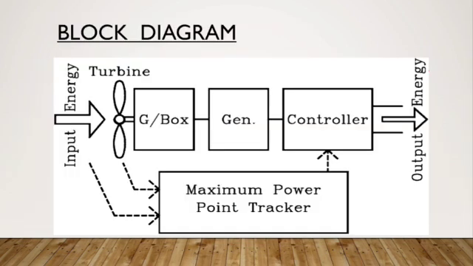This is the block diagram of the tidal power system. The flow of water rotates the turbine and the turbine is connected with a gearbox. It is also attached with the alternator or generator, and the alternator rotates and the electricity is produced. There is a controller. It controls the production of electricity and also gives maximum efficiency.